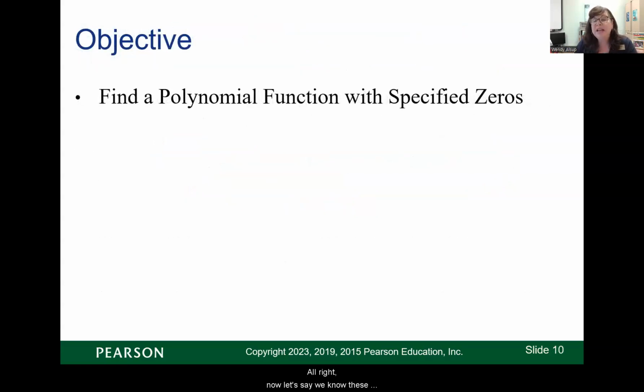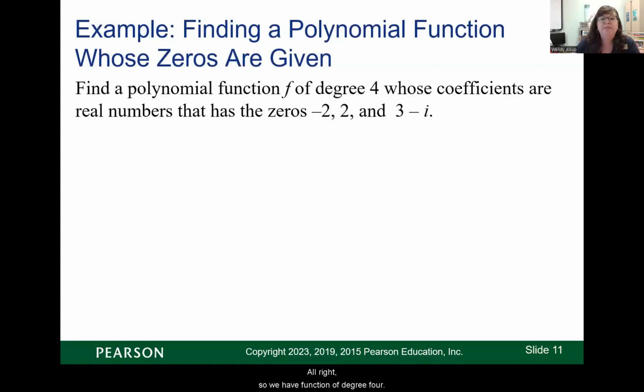All right, now let's say we know these zeros and we want to find the polynomial that goes with it. All right, so we have a function of degree 4, so it's going to have 4 complex zeros. Zeros are negative 2 and 2. Those are real ones. It has an imaginary one, 3 minus i, so it also must have an imaginary one of 3 plus i. All right, that's the conjugate pairs theorem.